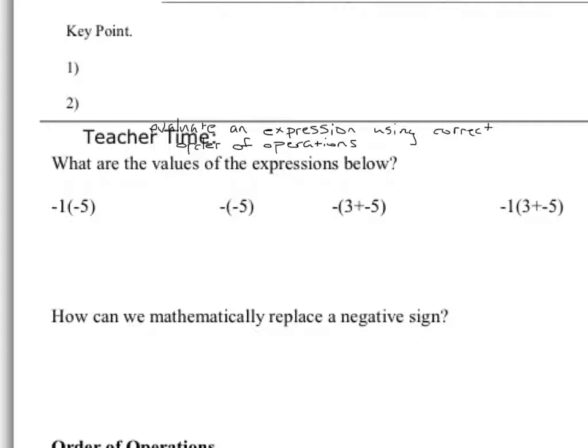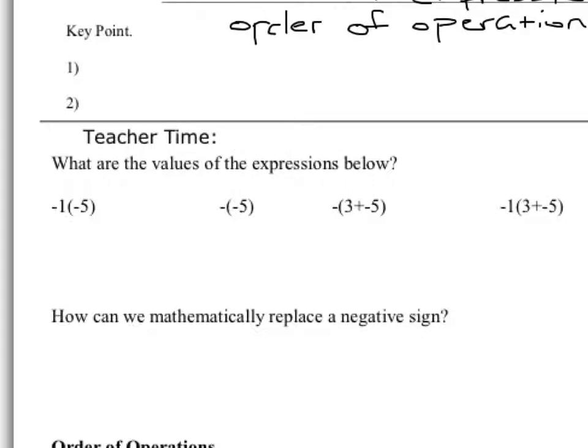Okay, somebody with a raised hand. What is the value of the first expression? Second expression, what is the value of the second expression? Jalen? 5. Third expression, what is the value of the third expression? Jesus? 2. He says 2. And that's right, because that's the opposite of negative 2. And the last expression? Jesslyn? 2. It's negative 1 times negative 2.